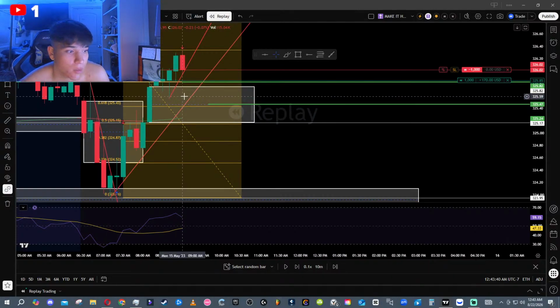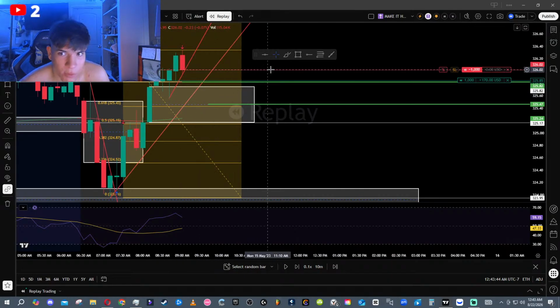But by triangle, I mean red line. Yes, this red line is price. This is a trend line. This line right here is price. This is where I entered at.